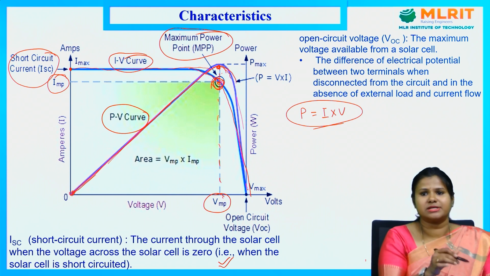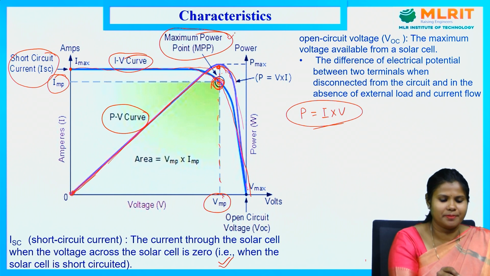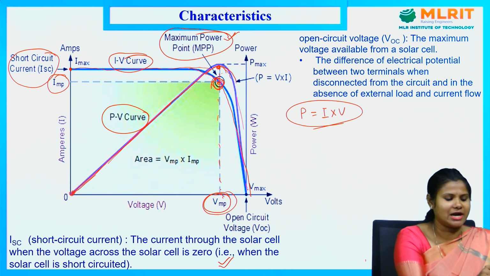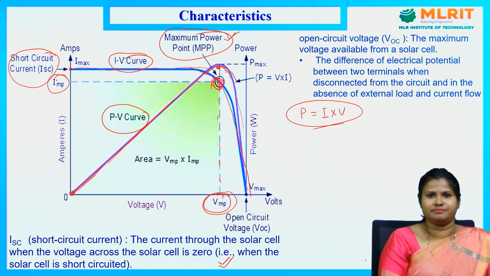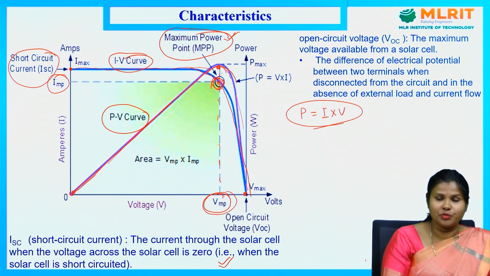So once we draw the IV curve and PV curve, from that we can find out the maximum power point, and the coordinates of the maximum power point will be our maximum power voltage and maximum power current. Now we can see what the maximum voltage is here.